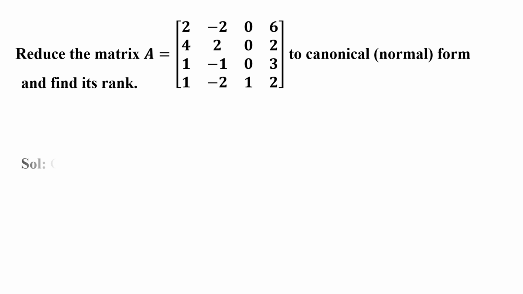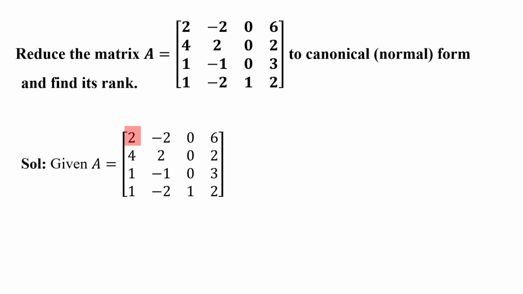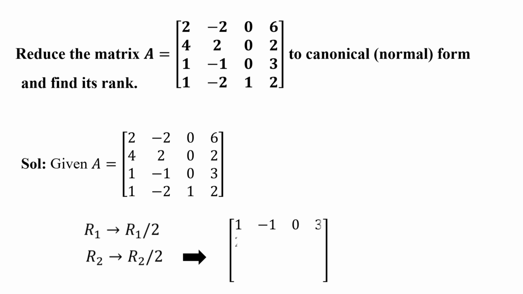So here our first aim is to reduce this element as 1. This can be done in various ways. Either we can interchange R1 with R3, or we can interchange R1 with R4, or we can just divide R1 by 2. Dividing R1 by 2 further simplifies the matrix also. So we'll proceed with dividing R1 by 2. Also there is 2 common in R2, so we'll divide R2 with 2. So this will be the resultant matrix after doing both the operations.